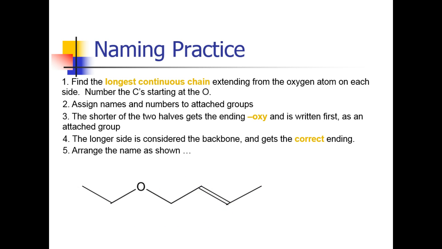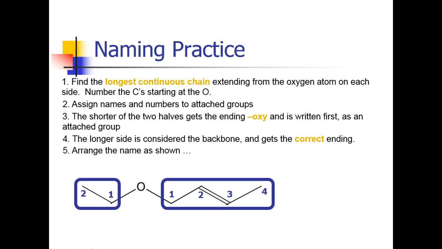That's going to complicate things a little bit. The rules pretty much stay the same. Find the longest chains on either side and number those chains. The shorter side is oxy, so we have an ethoxy on the left. The longer side is named as the parent chain with the proper ending.